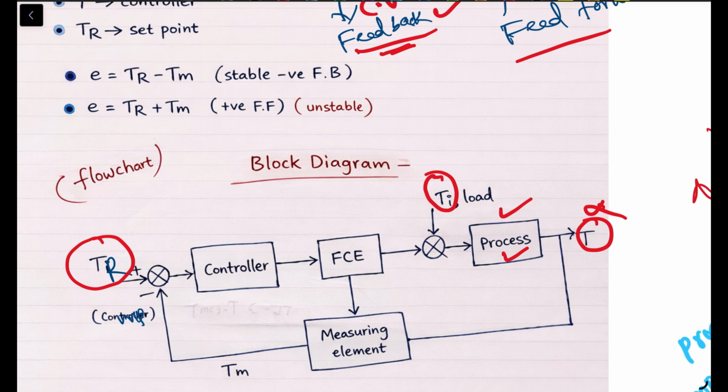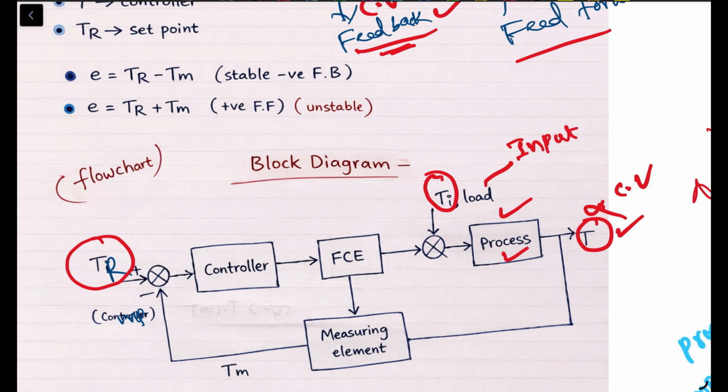So in simple terms, load variables are input variables, and controlled variables are output variables. Remember, it's very important. Load variables are the input variables, controlled variables are output variables. Okay, this is very, very important.